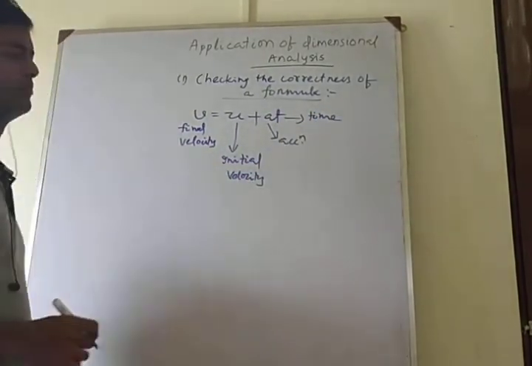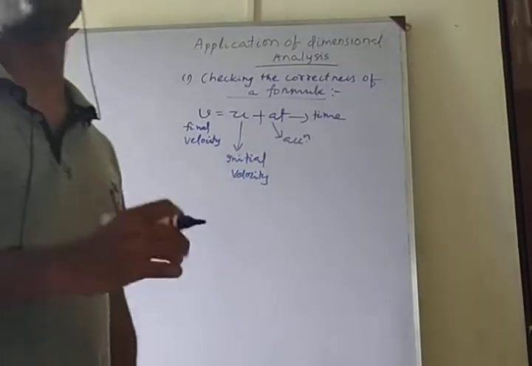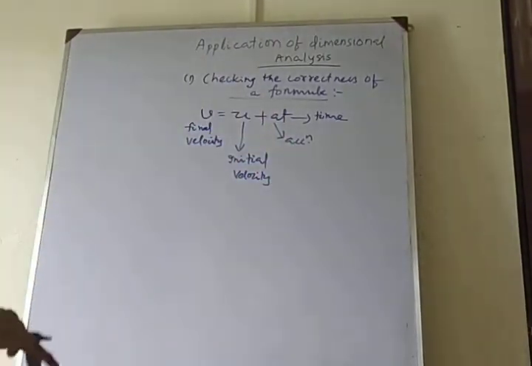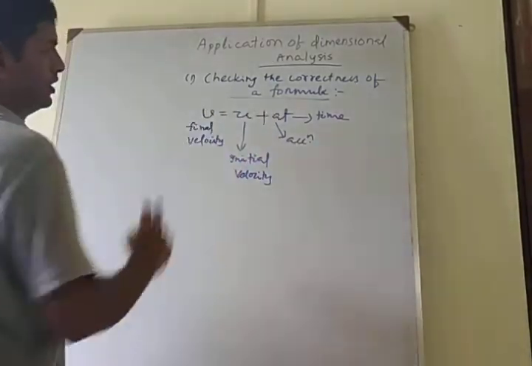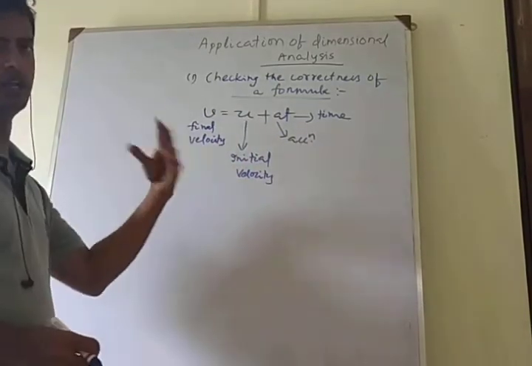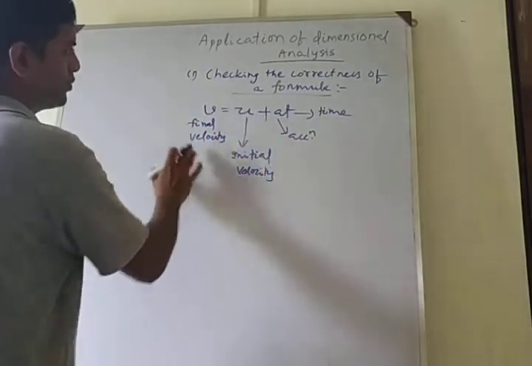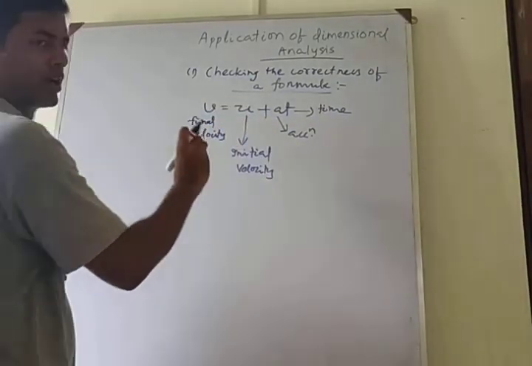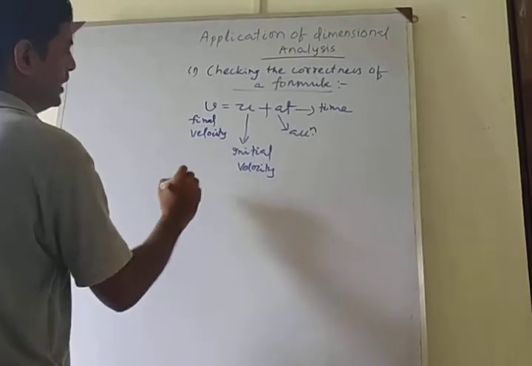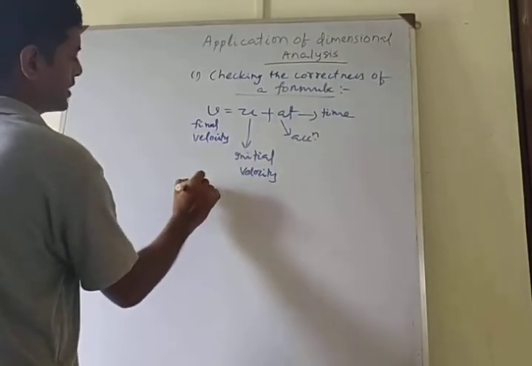So basically this is one of the famous four equations of kinematics. In kinematics you will get this first equation, and we will derive it in our motion videos. Anyway, I have to check the correctness of the formula, whether it is correct or not. So what I will do, I will take the dimensional formula of v first.